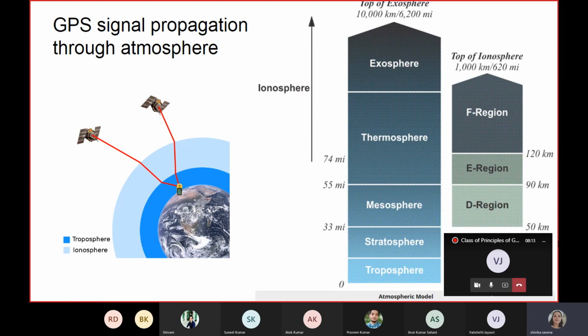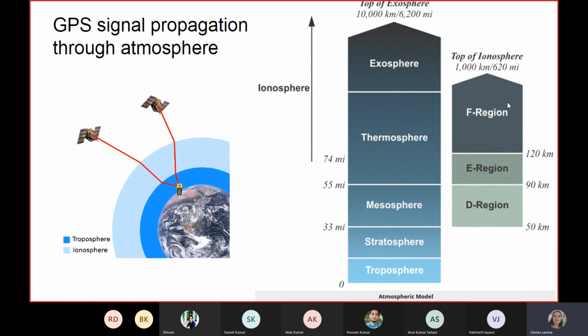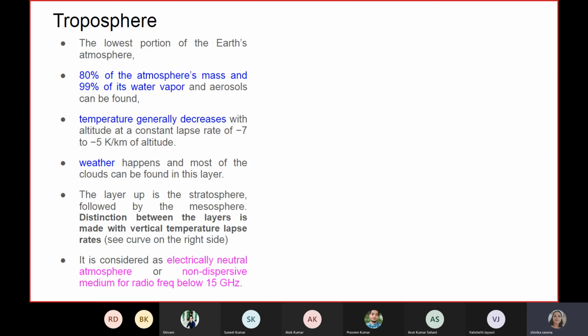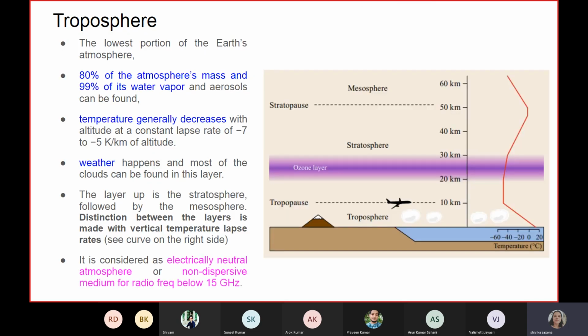Okay, so these are the different layers in the atmospheric model that you can see in this picture. We will see a detailed picture in the ionosphere portion. So for tropospheric delay, you have to remember that most of the weather and water vapor mass is contained below the tropopause. The tropopause defines the boundary of the troposphere. From the surface of the earth up to around 10 kilometers of height, we find the troposphere.